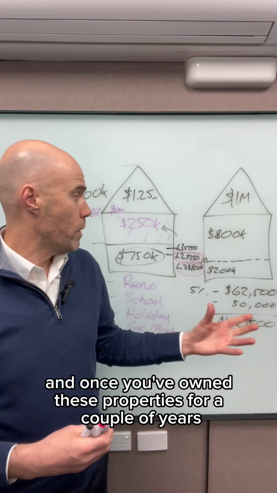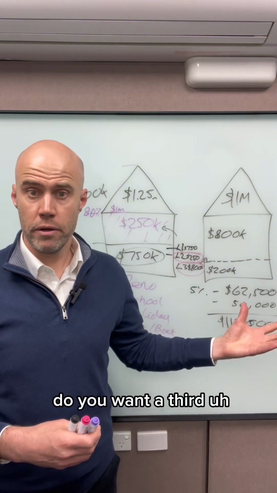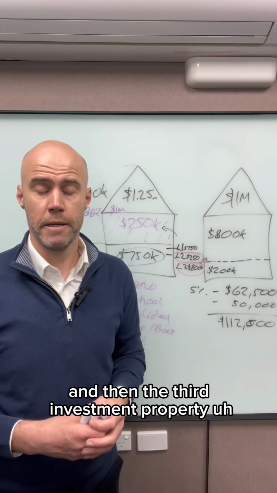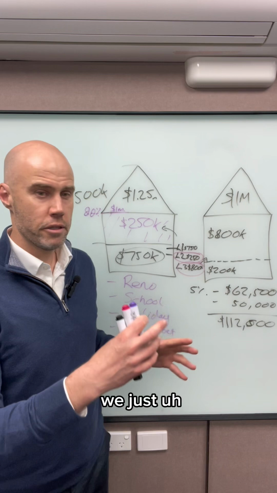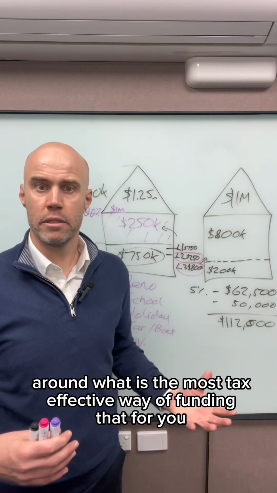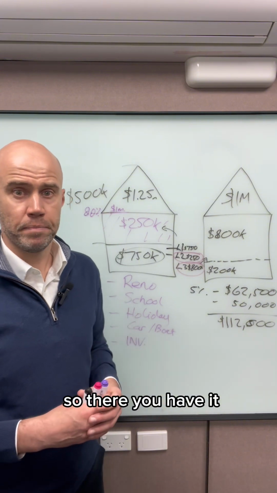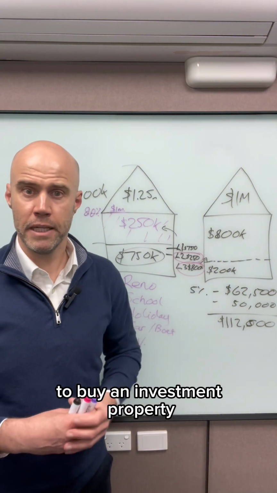And once you've owned these properties for a couple of years, you may then want to consider, do you want a third property? So we can get a second investment property and then a third investment property and so on. So the process is essentially the same. We just work on a strategy around what is the most tax effective way of funding that for you. So there you have it. In a nutshell, that is how you can use the equity in your property to buy an investment property.